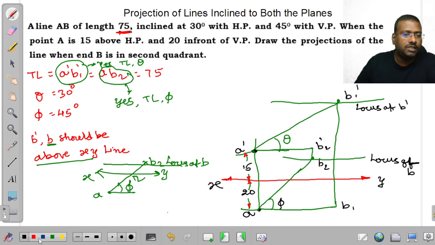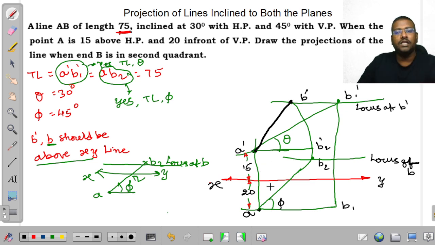So after that, what is the next procedure? Same, sir. A dash B2 dash as radius, A dash as center, draw the arc. Wherever it meets, this is your B dash. This is your A dash, B dash.